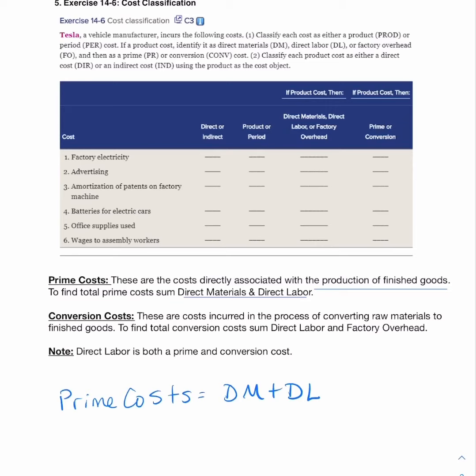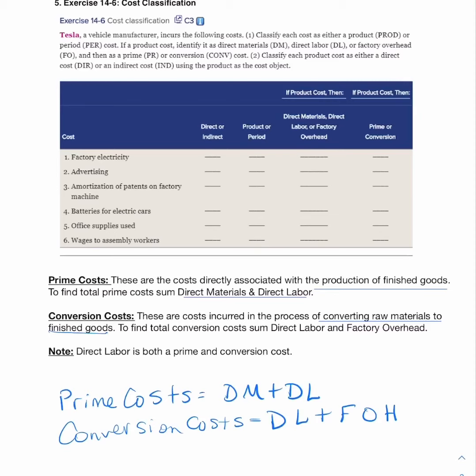Next, we want to talk about this idea of conversion costs. And these are the costs incurred in the process of converting raw materials to finished goods. To find total conversion costs, we take direct labor plus factory overhead.